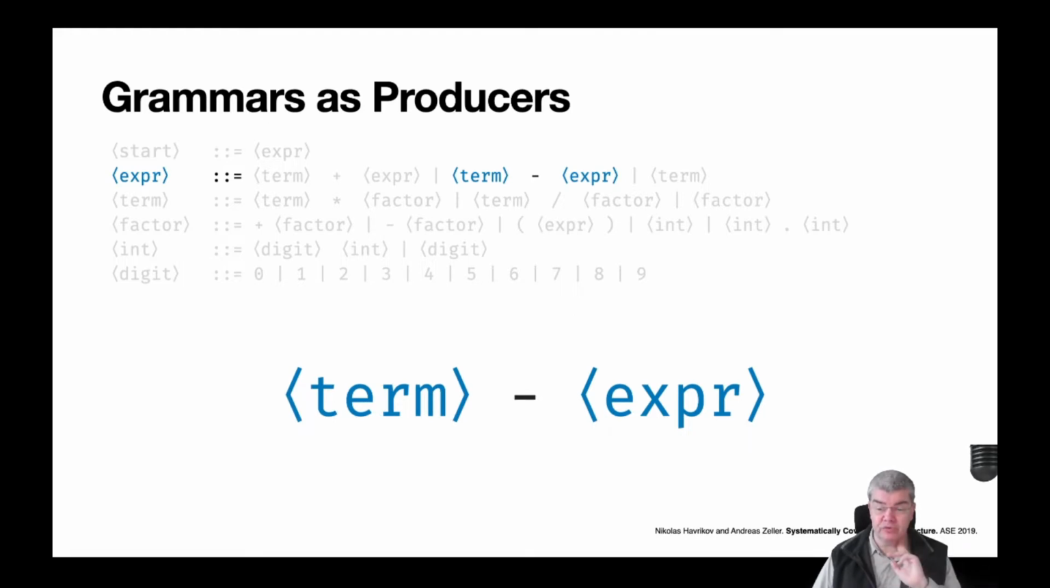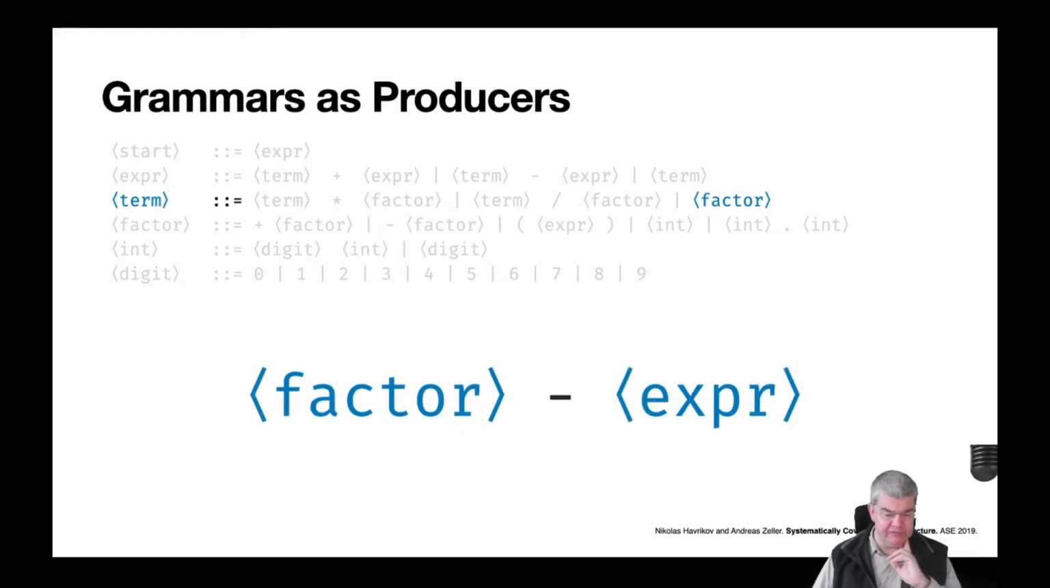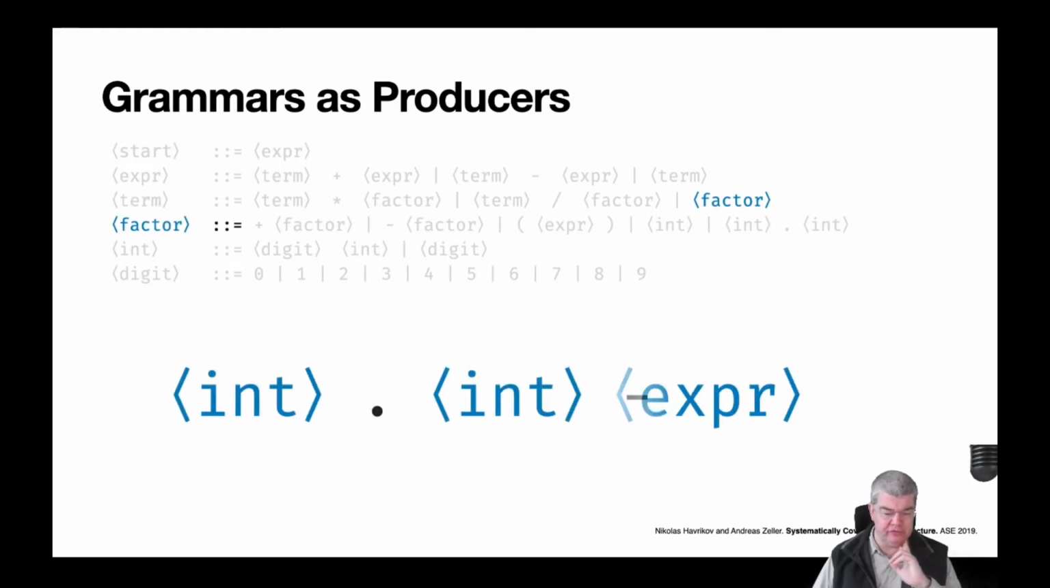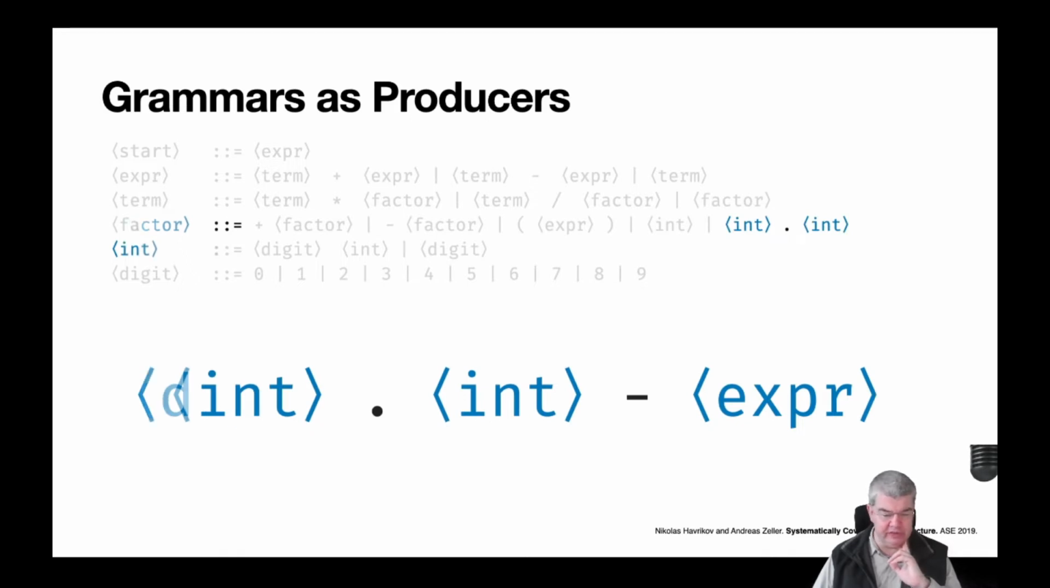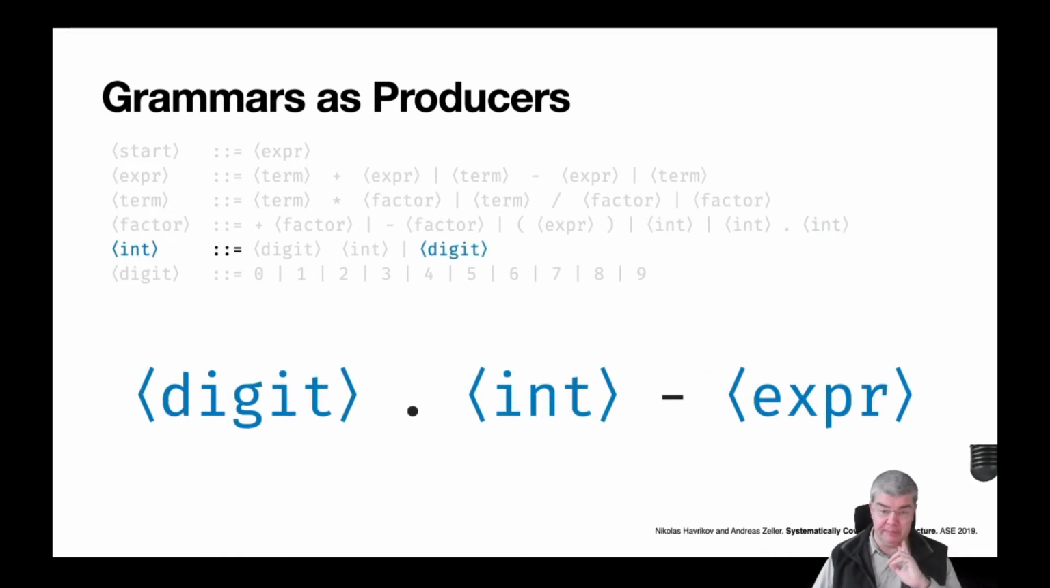Now we have two non-terminal symbols, and we start with expanding term. Let a term become a factor. Now we have factor minus expression. Let a factor become int.int. Let the first int become a digit.